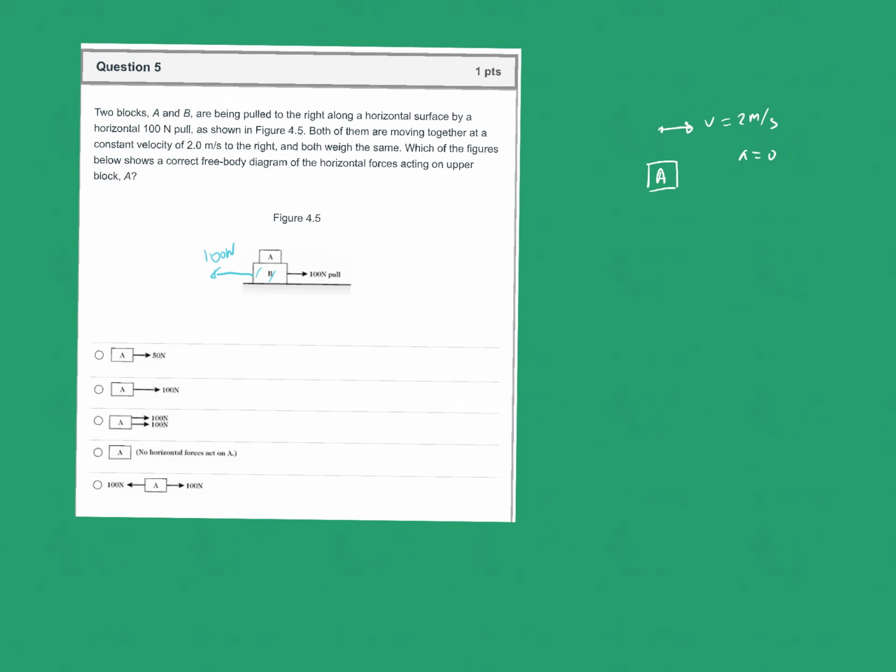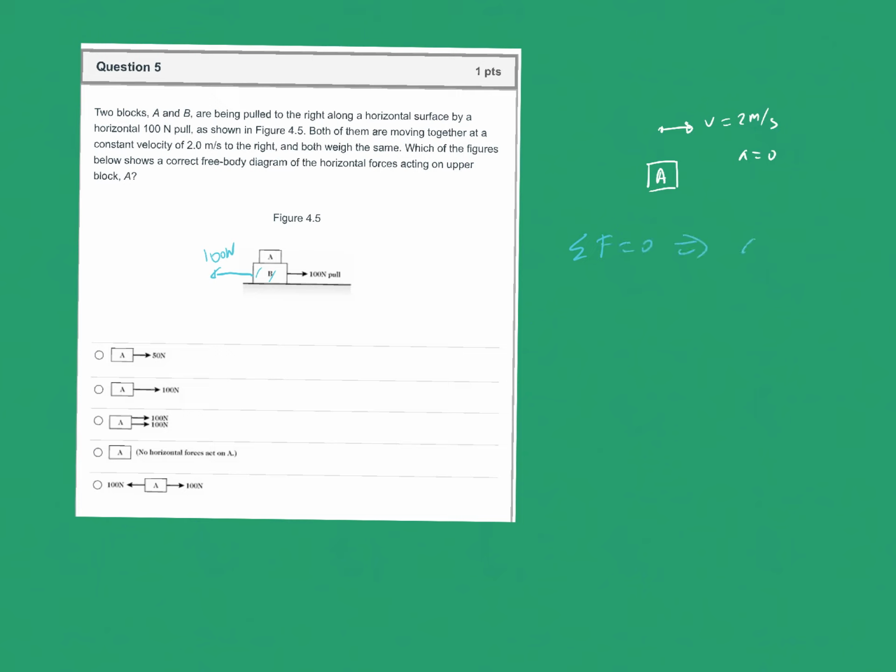Because the sum of all the forces has to be zero in order to produce a zero acceleration, in order to create a change in velocity that is zero, in order to create constant velocity. So the sum of the forces is zero.